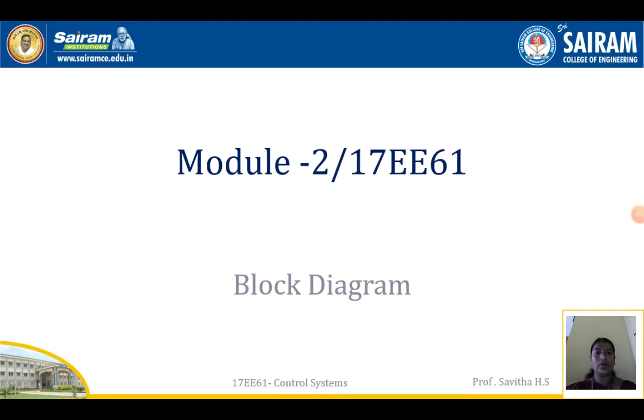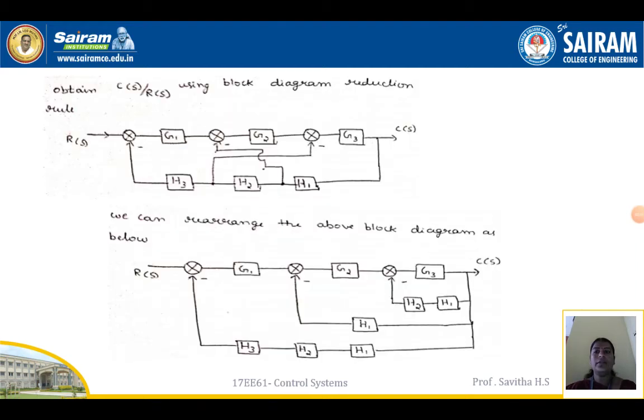We continue the block diagram. Obtain C(s) by R(s) using the block diagram reduction techniques. The given problem consists of G1, G2, G3 blocks and feedback paths H1, H2, H3. For simplification, we can rearrange the above block diagram as shown below.